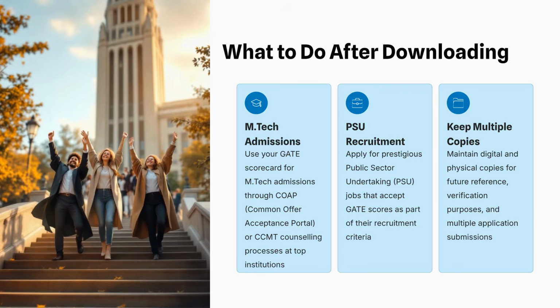Now what to do after downloading the scorecard? First is your M.Tech admissions. You can use the GATE score for COAP or CCMT counselings. Second is for PSU recruitments. Many public sector undertakings recruit candidates through GATE scores. Third, you must keep multiple copies. You must maintain both digital and printed copies for admissions, job applications or future verifications. So that's how easily you can download your GATE result and scorecard.